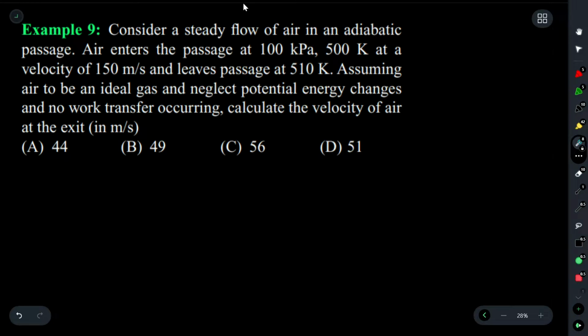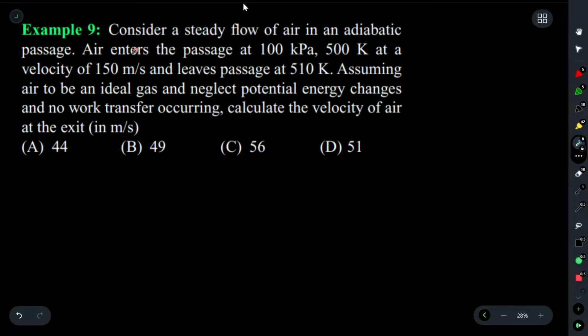So let us first try to understand what the given data available in this problem are and what it is asking for. For that we have to read the question properly and understand each word, each line perfectly. So let us first read and understand what question is given to us.